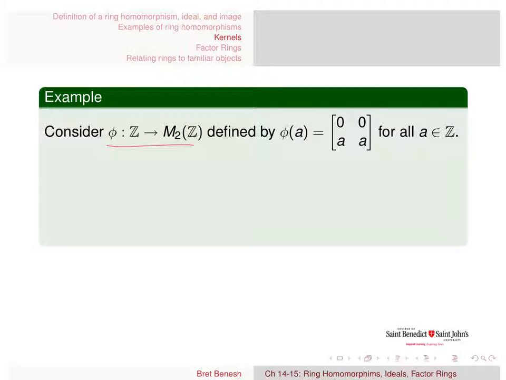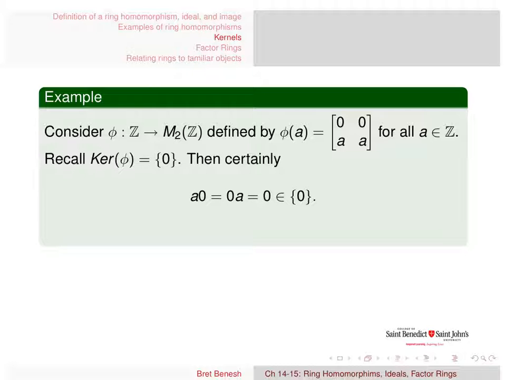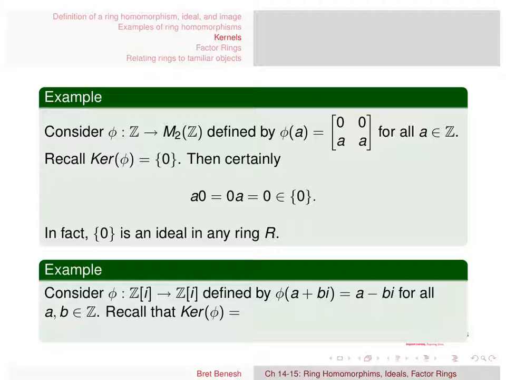We've seen this homomorphism before. We're going to see that the kernel is an ideal once again. Remember, the kernel was 0. So this is pretty clearly going to be an ideal. We certainly have 0 times anything giving you 0, so that works. 0 is always an ideal. Here's another example we saw. The kernel was, once again, 0. So basically, by the same reasoning as above, we get that 0 is an ideal.